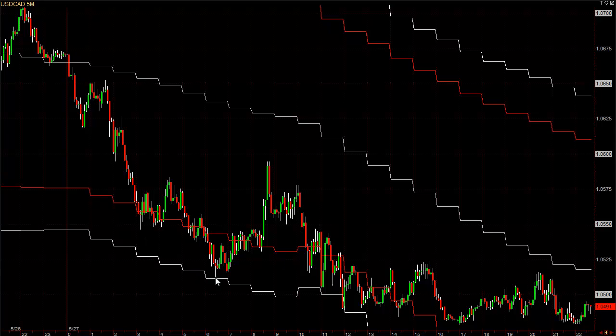Notice the dollar CAD came down to the lower band, reversed, came down to the lower band and went sideways. Again, this is an excellent place to get out of your trades or consider tightening your stops radically.